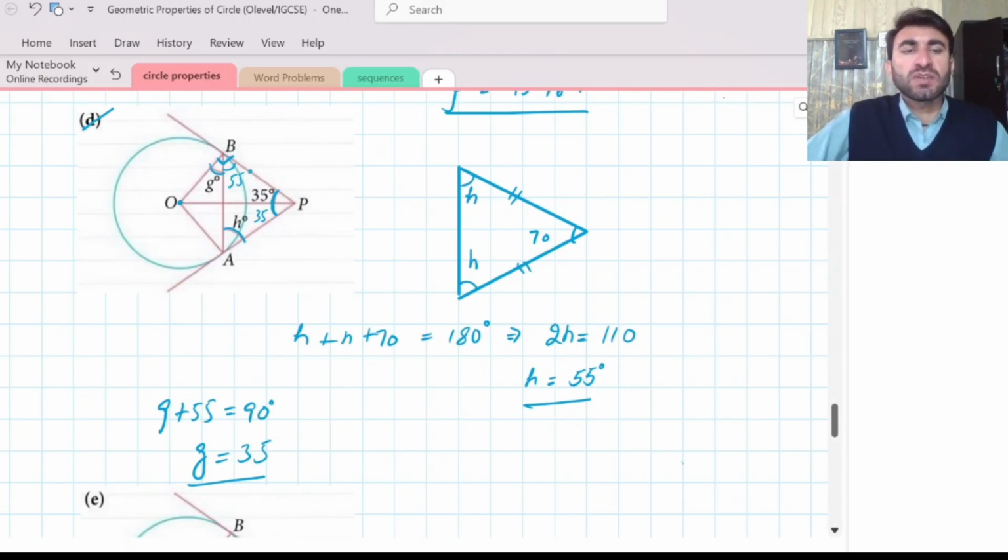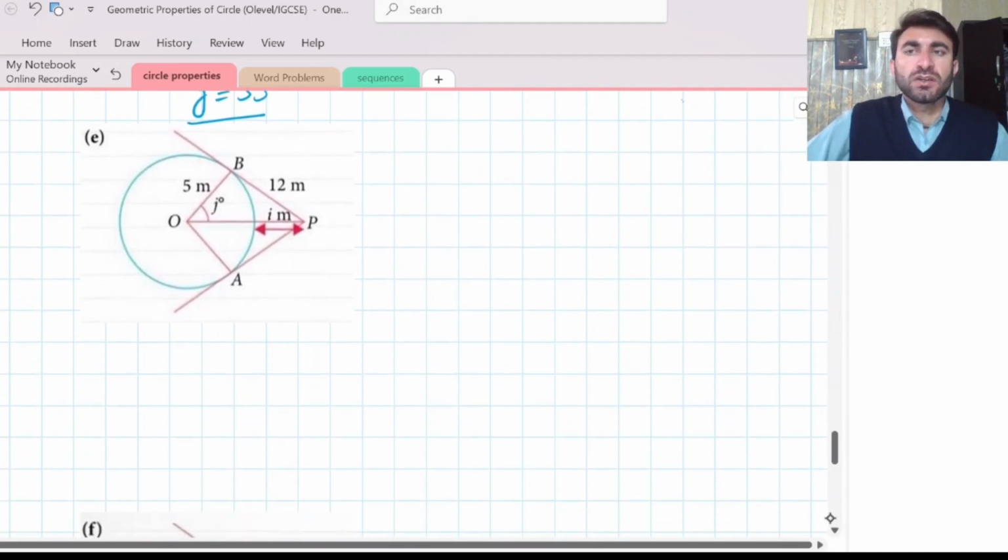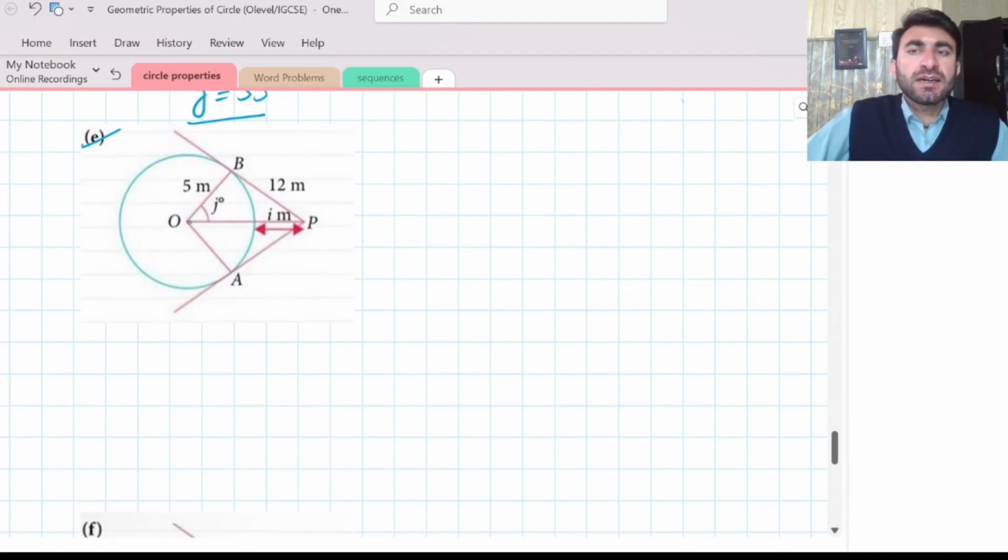Now coming to the last part, sorry, it is not last, E part. Here is again a circle with center O and two tangents PA and PB, and here are the two unknowns J and I, which is basically the distance over here. I is only this distance. So we know the radius is 5 meters.